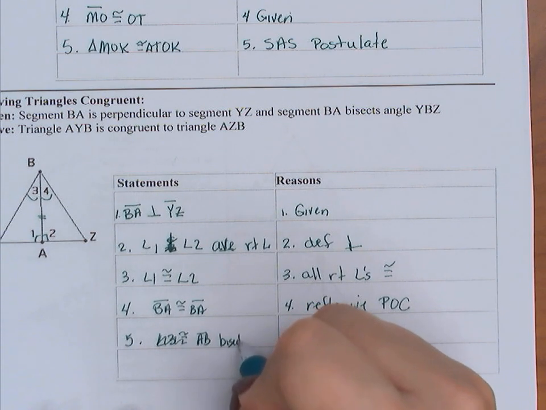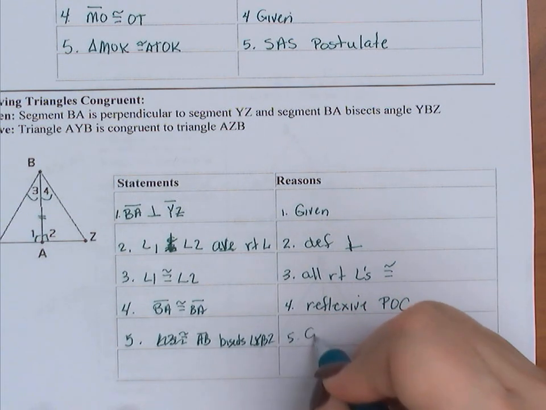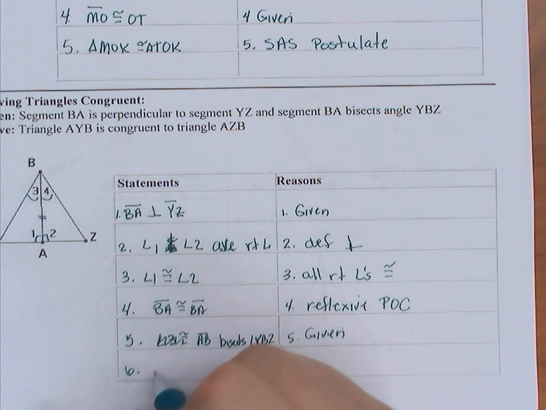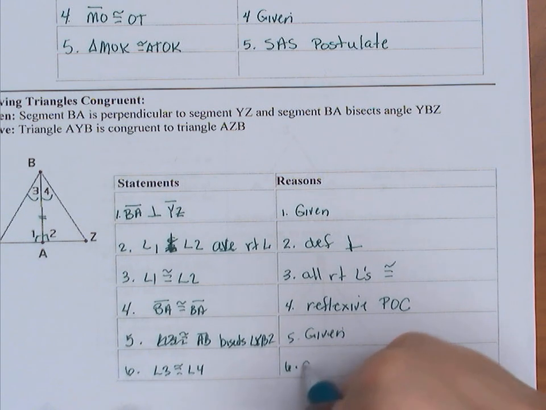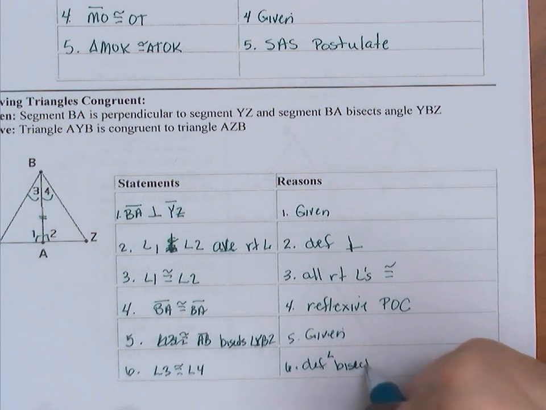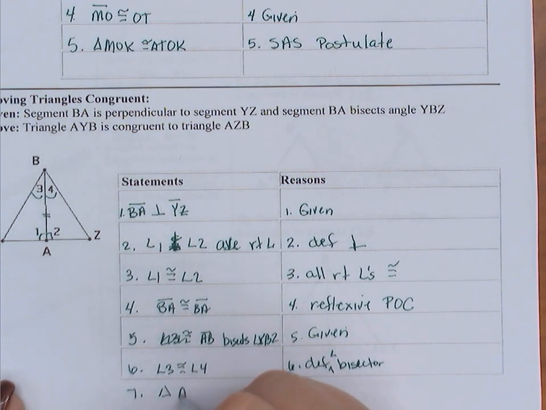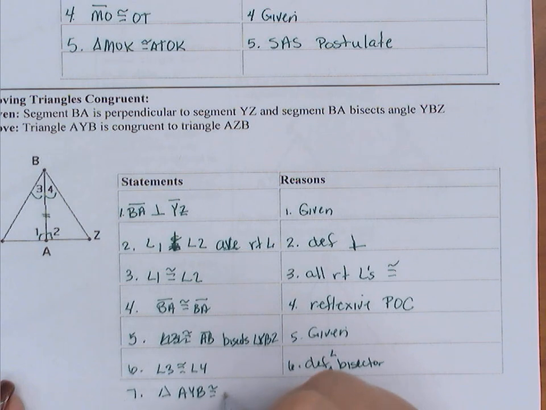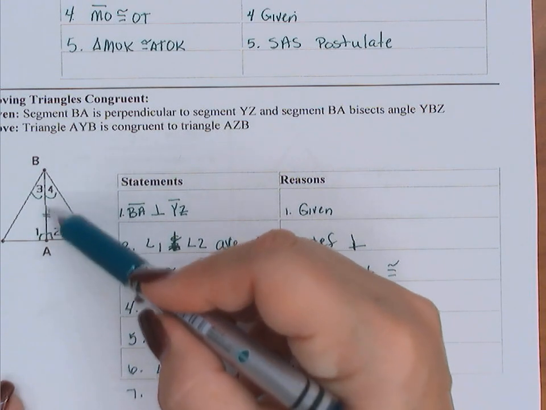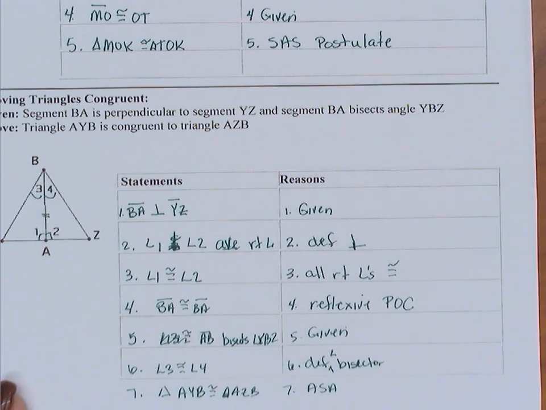I'm going to say that segment AB bisects angle YBZ, that's a given. Then I'm going to say that angle 3 is congruent to angle 4 by definition of angle bisector. And then I'm going to be able to say that triangle AYB is congruent to triangle AZB by angle side angle. Okay, so that's how you're going to do this. Have any questions, let me know.